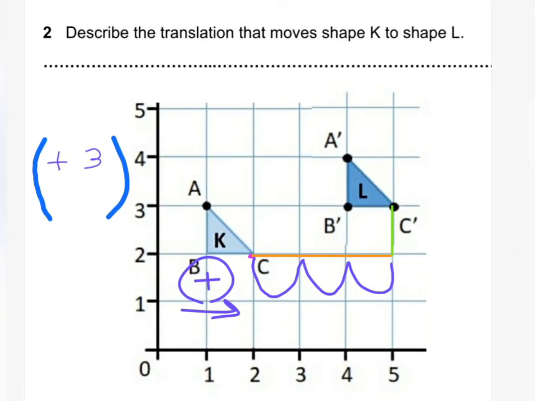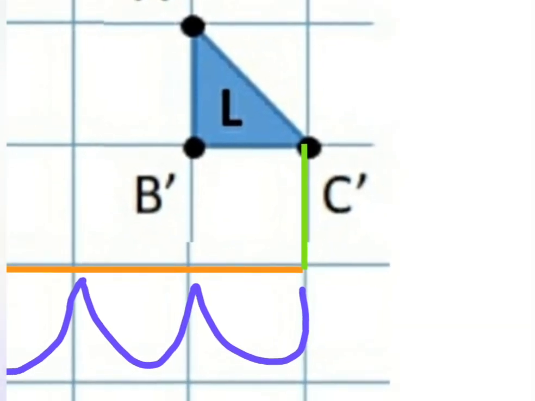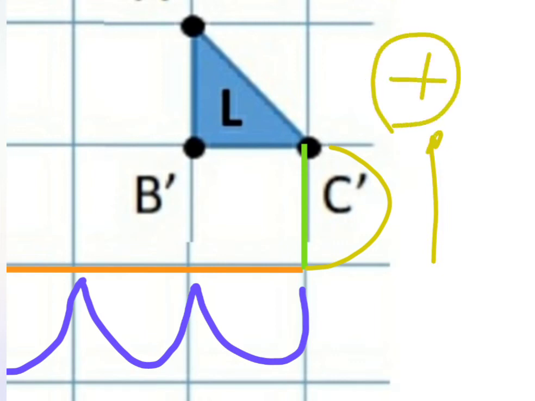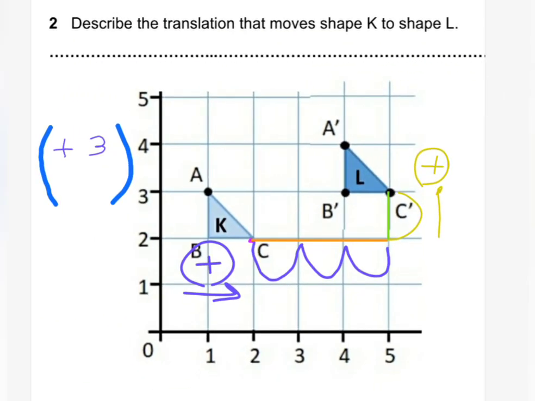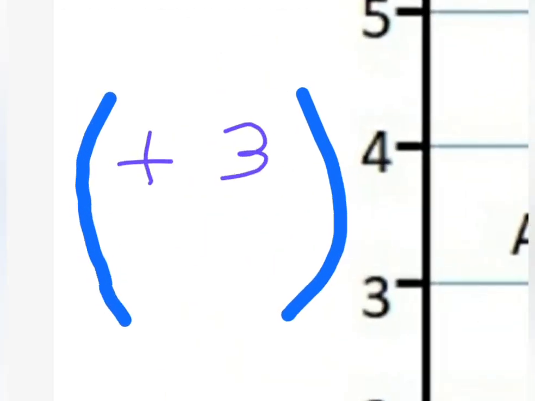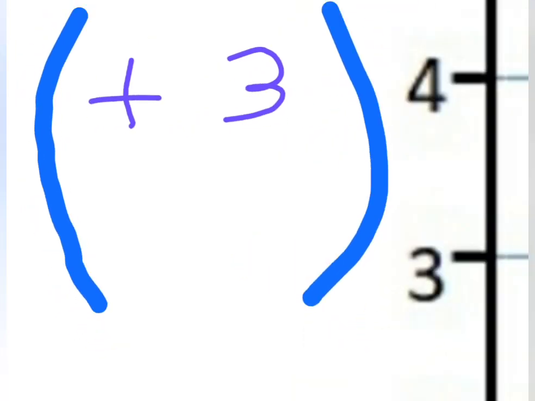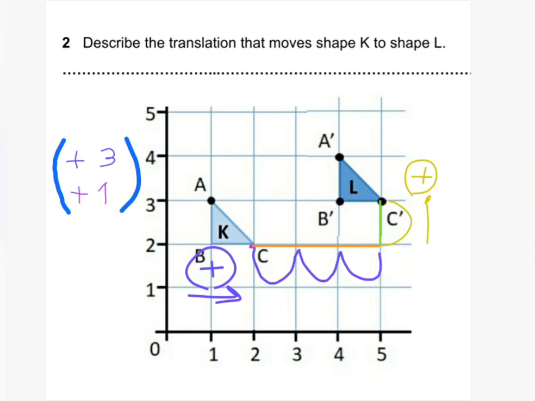We described it. Now we're going to describe the y movement, or the vertical movement. Now the point stopped here horizontally. It didn't move anywhere else horizontally. Now it went up like this one time. Going up means going to the positive y side. So it went up, or it went positive 1. Yes, positive 1 when we describe the y movement. And this is how you answer a question like this.